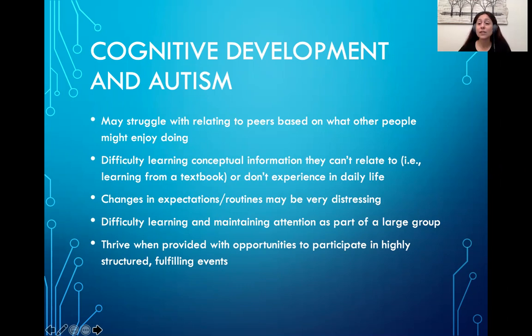They remain very literal in their perception of the world, which will become more problematic as we advance into the formal operations stage. In the cognitive developmental stage, it's still relatively normal. But as we continue to advance developmentally, it'll become more of a problem. Changes in expectations and routines associated with going to school, for example, can be distressing. The same is true of being part of a large group where there's a lot of sensory stimulation. So larger classroom sizes tend to be more difficult. Children with autism will thrive in structured environments with fulfilling events, predictability, and smaller class sizes in particular.